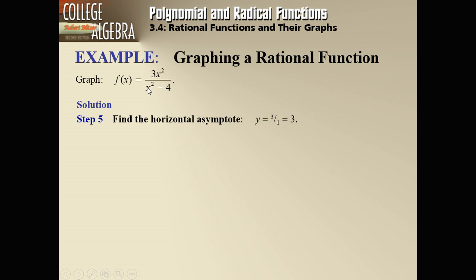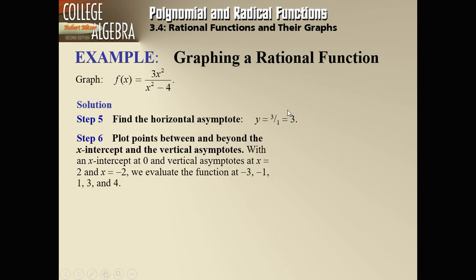Ang gagawin natin doon ay kunin natin yung leading coefficient. So, we have sa numerator 3. Dito naman, of course, wala nang nakalagay. Automatic may imaginary na number 1 na tayo dyan. So, that's 3 over 1. Andito na siya. Y is equal to 3 over 1 and 3 over 1 is equal to 3.